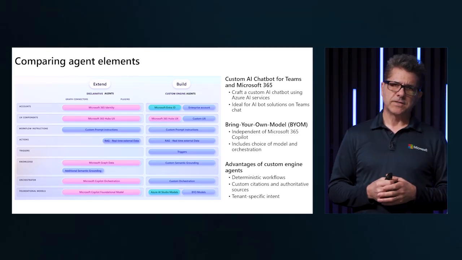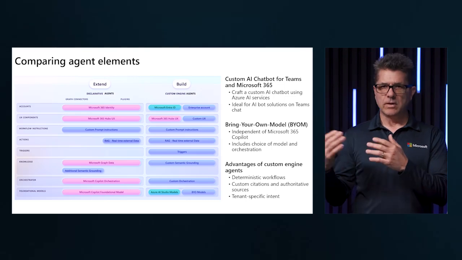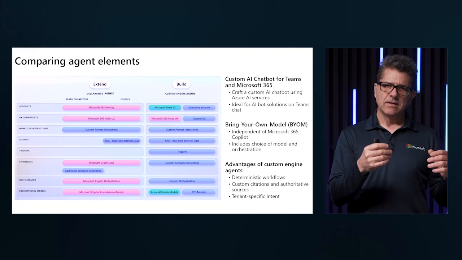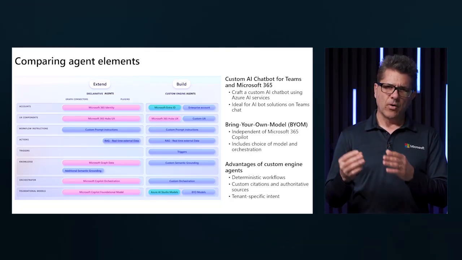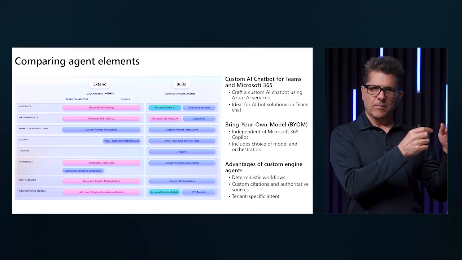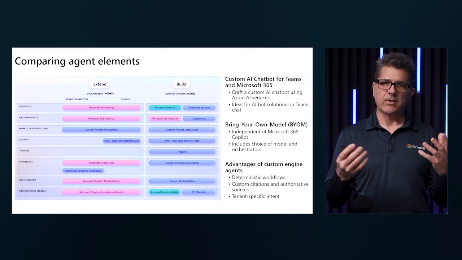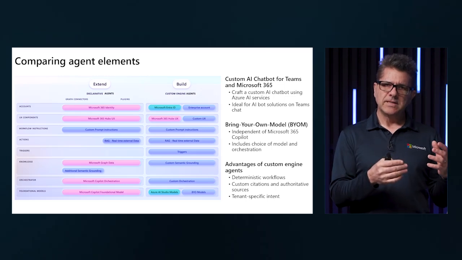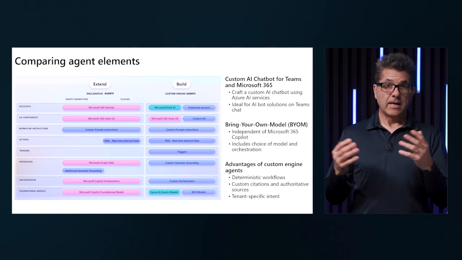With Azure AI Services, we can build a custom AI chatbot for Teams, for example, Microsoft 365 custom engine agents. They're going to operate as what we call BYOM, bring your own model. So if you're using GPT, or if I'm using a custom agent that I want to leverage as my primary language, the base model, I can do that, right? In that case, this is independent from Microsoft 365 Copilot. And there are benefits to that.